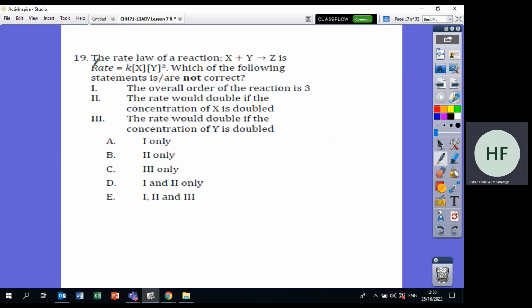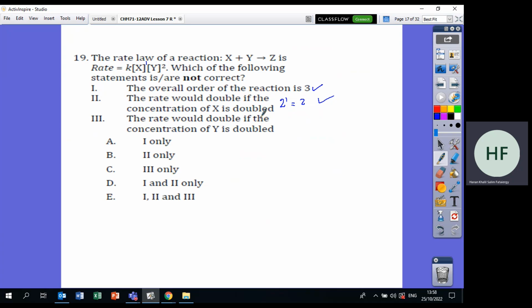Okay, you have the rate law: rate equals xy squared. Of course according to this, what's the order of x? 1. Order of y is 2. Overall order is 3. The overall order of the reaction is 3. This is true. The rate would double if x is doubled. Meaning we put 2 instead of x, 2 power 1 equals 2.